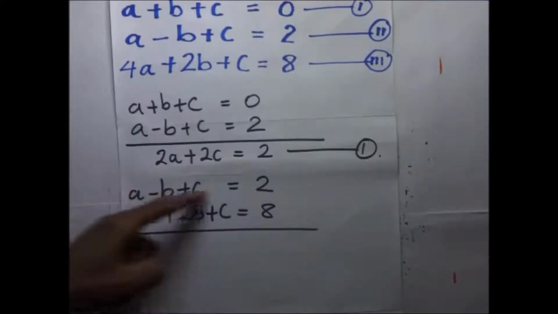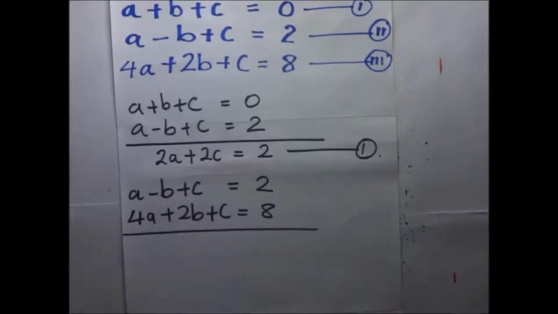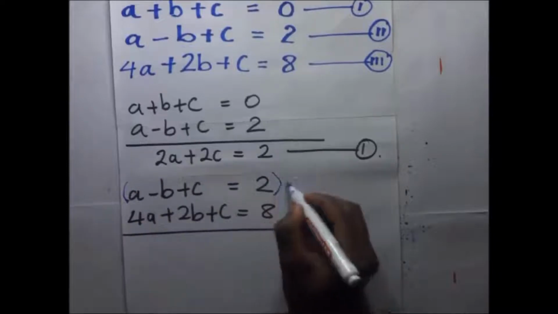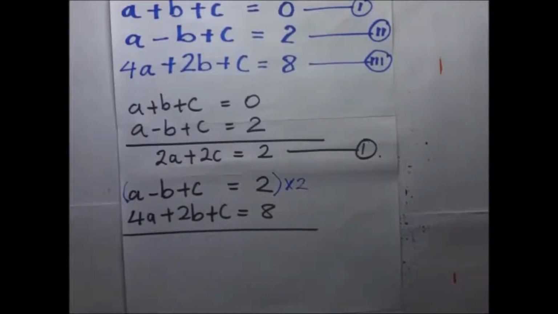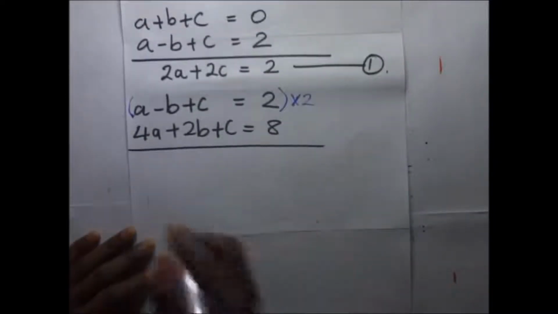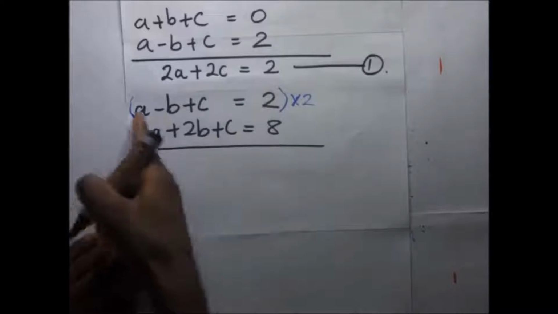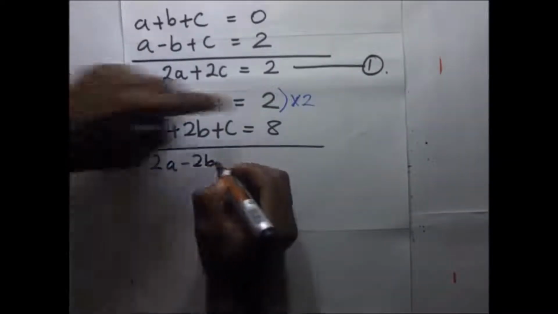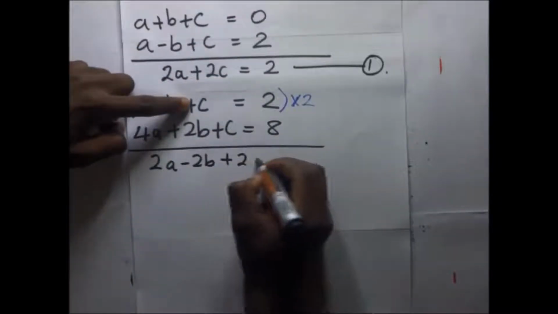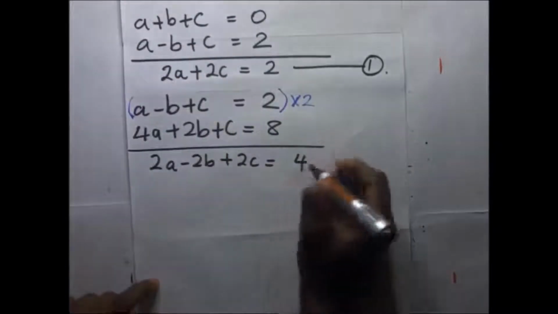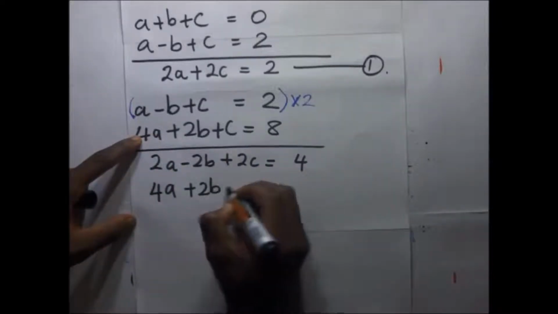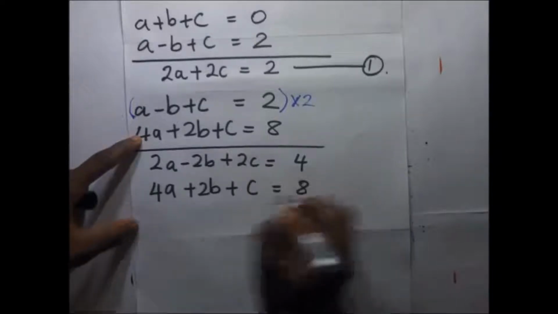So what we do, we make sure that we multiply the equation above by 2. So we multiply this equation times 2. It means that our first equation will now become 2a, 2 times a is 2a, 2 times b is minus 2b, 2 times c is plus 2c, is equal to 2 times 2, which is 4. Then this one remains the way it is. 4a plus 2b plus c is going to give us 8.